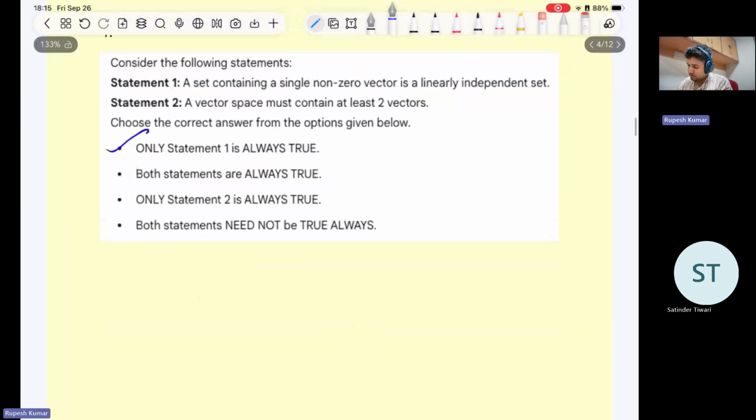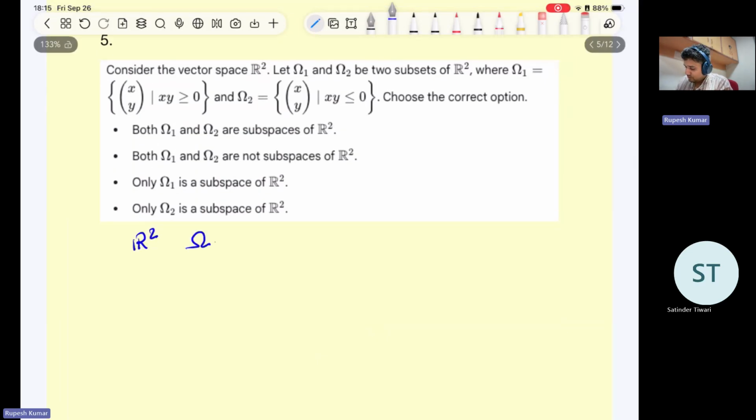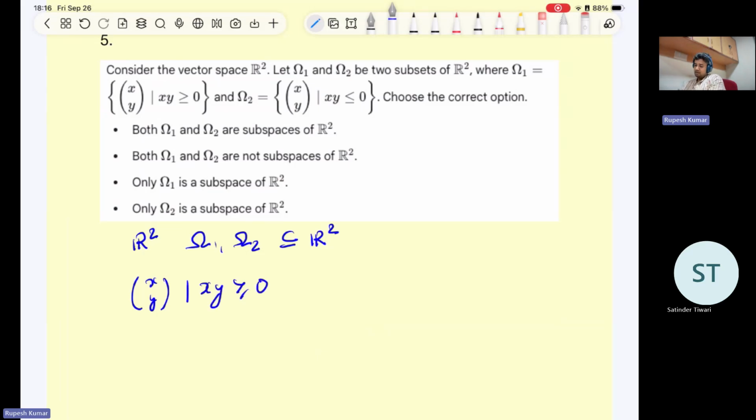Fine. So let's move on to the next question. Consider the vector space R2. We are dealing with vector spaces. Let omega 1 comma omega 2 be two subsets of R2, where omega 1 is the set of vectors that look like x comma y, such that x into y should be positive. Fine. So let's do this.